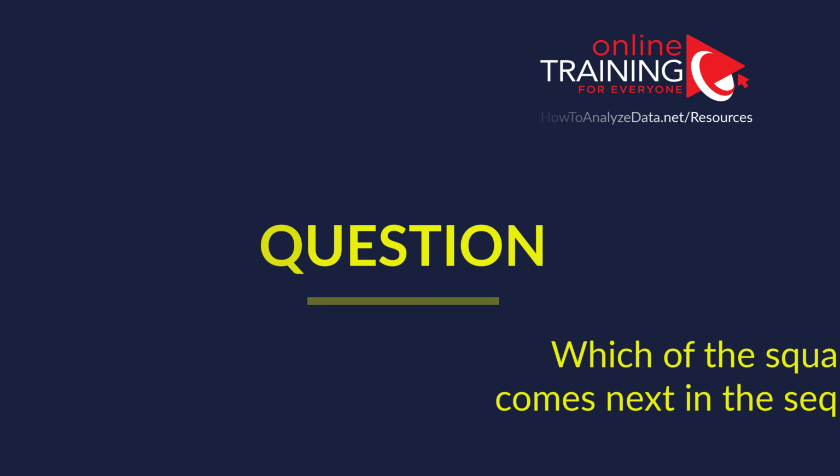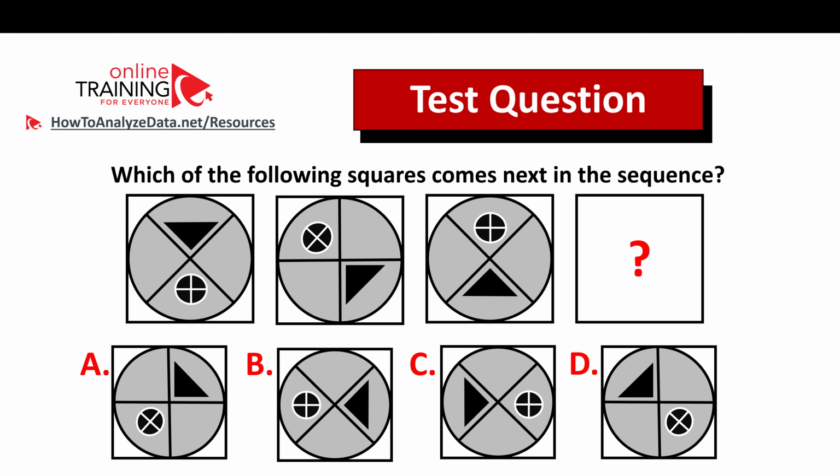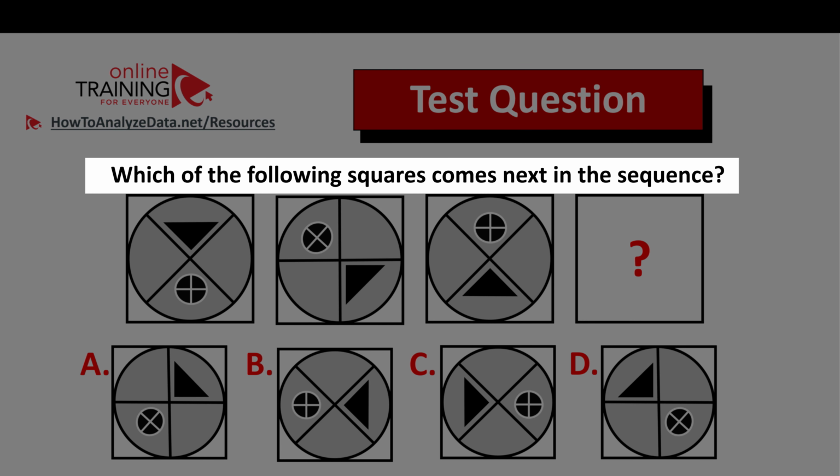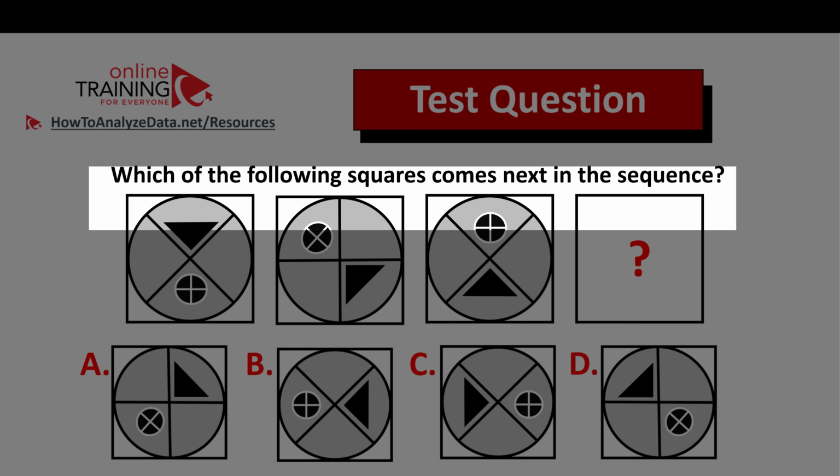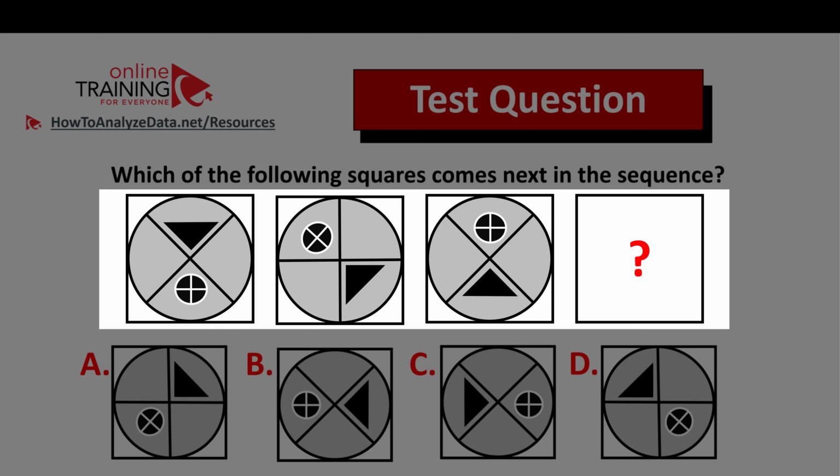Let's look at a very interesting question you might frequently see on the test. Which of the following squares comes next in the sequence? You're presented with 4 squares. Each square contains a circle inside, and the circle has 4 quarters. In 2 of the quarters are different objects. You see a triangle and you see another, much smaller circle. You have triangles and circles as well as quarter sections located in different positions, and you need to determine which object comes next in the sequence.